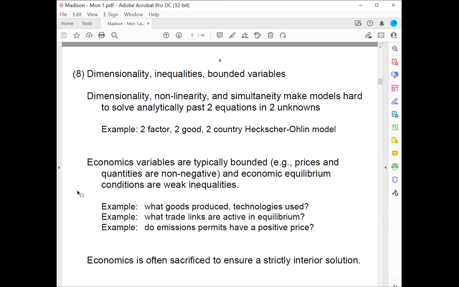There's cases where a good may not have a positive price. I'll kind of postpone that, but things like quotas or emissions permits can go slack, right? You have such a quota, but the economic equilibrium is that it's non-binding. Or you have too many emissions permits, so the market price of an emissions permit is 0, things like that. So traditionally, older general equilibrium modeling, good economics was often sacrificed in order to ensure interior solutions where all variables are positive, all prices are positive.